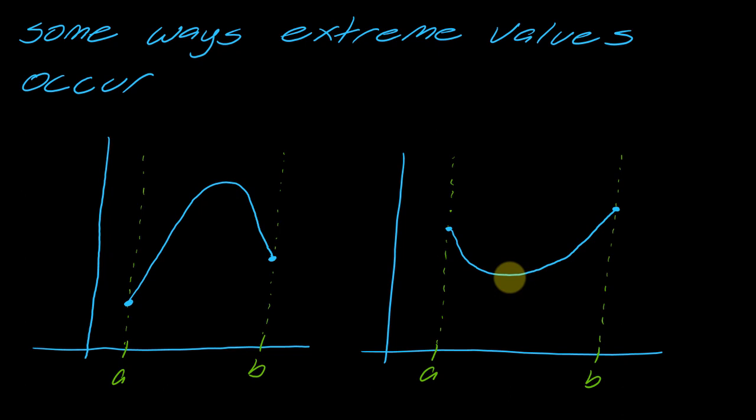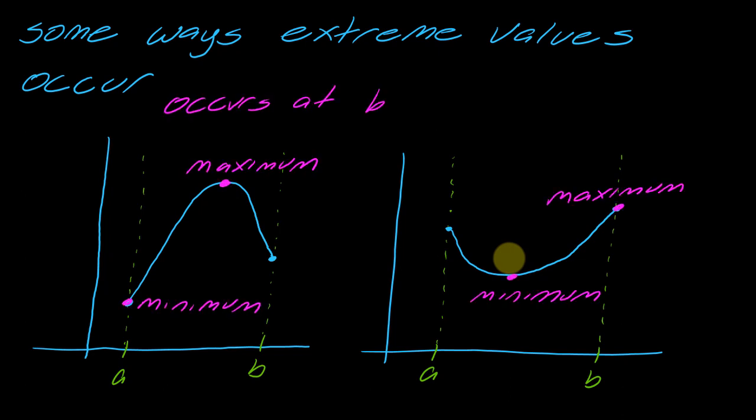So you could have any combination. You can have your maximum and minimum occur on the interior, or they can occur on the endpoints, or they can occur in a combination of the two. So let's write that down. Okay, so that's all the ways that extreme values can occur.